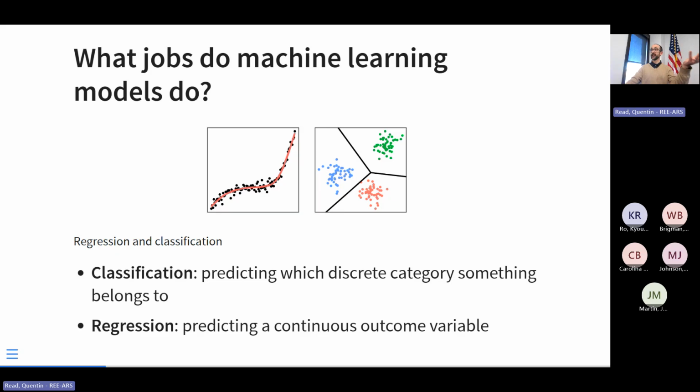Anyway, classification would be like trying to predict whether or not an individual, if you have images of a leaf, has a disease on it. That would be yes or no, so it's classification. Regression would be predicting a continuous outcome. You could predict yield or something like that, a continuous variable. Those are the two. Machine learning models usually do either classification or regression.